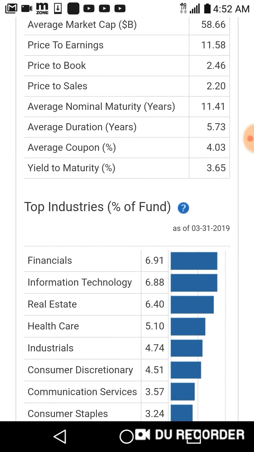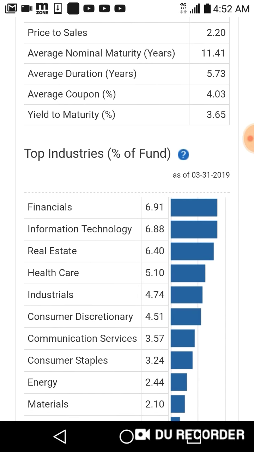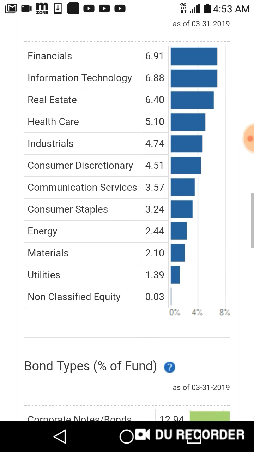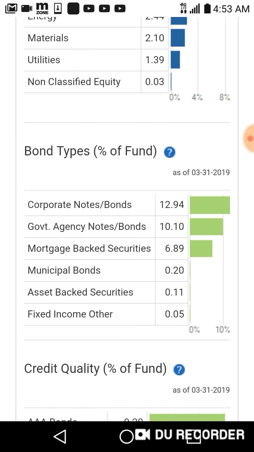The top industries, the percentage of funds. So you got like 7% financials, 7% information technology. You got 6% real estate, 5% healthcare, 5% industrials, 5% consumer discretionary, communication services, consumer staples, energy, materials, utilities. And then they have the bond types. For the bonds, they'll have corporate bonds, government bonds, and they tell you the percentages, mortgage-backed securities, municipal bonds, asset-backed securities, fixed income.